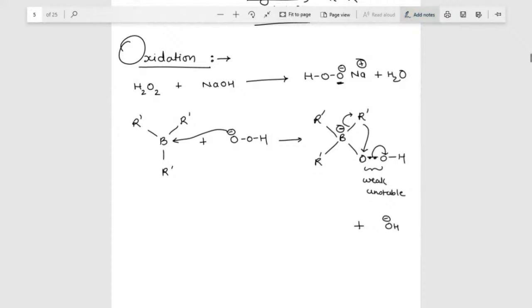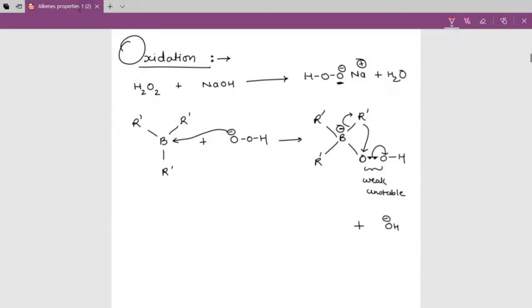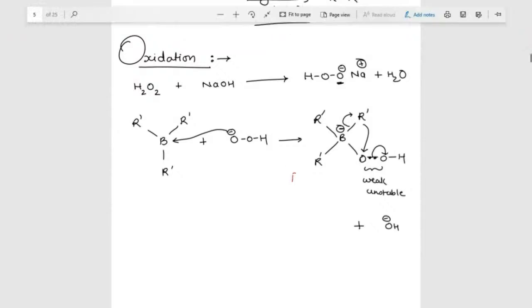And let me tell you that this migration of R dash from boron to O is always with retention of configuration of R dash. Okay, it is always with retention of configuration of R dash.